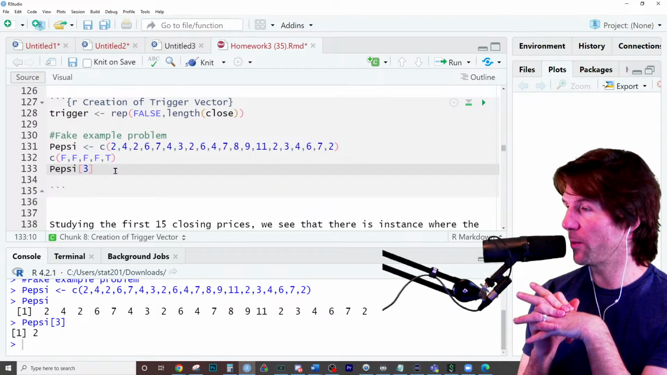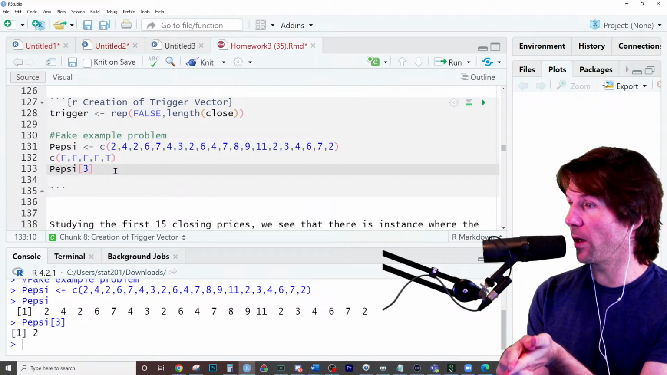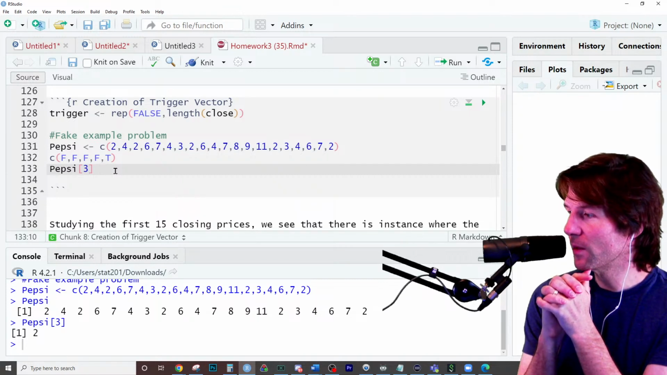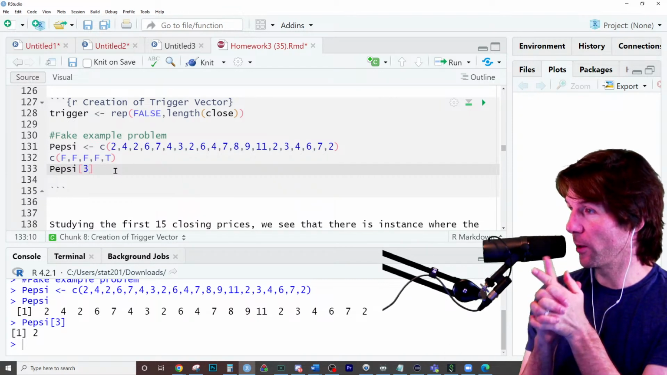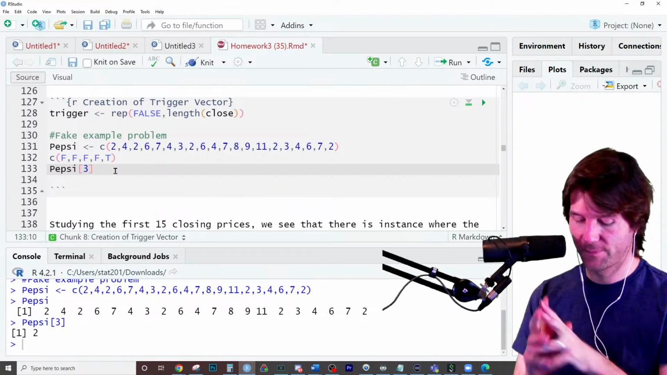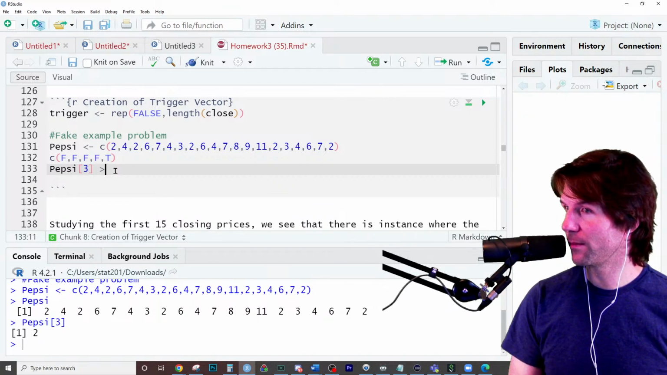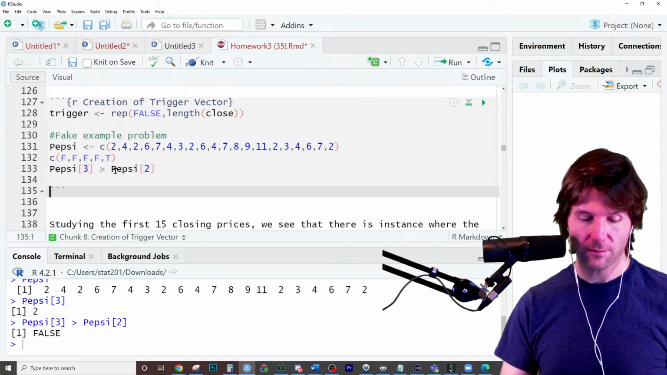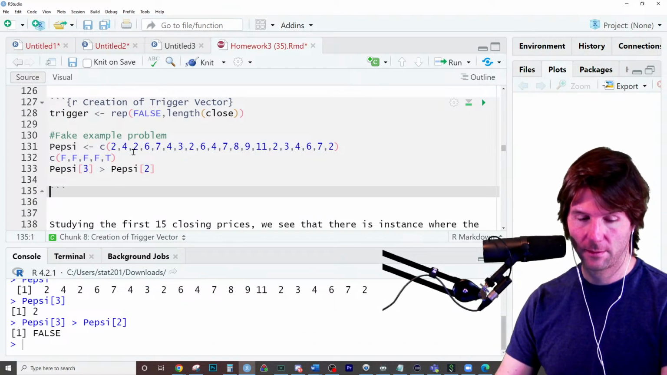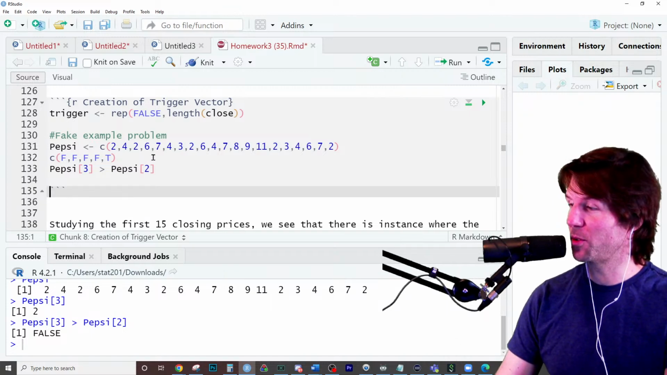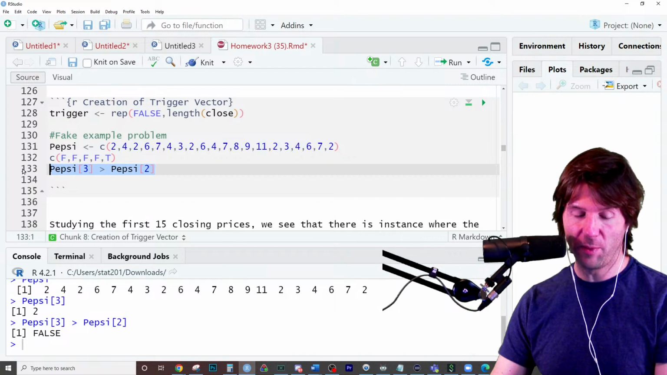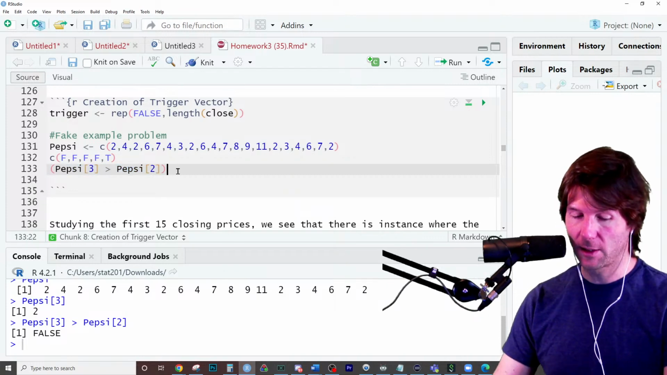Is position 3 what to position 2? Because I want to know, did it go up? So is position 3 greater than position 2? Oh, wait. It's not. Yeah, because we're doing position 3 to start. So position 3 is not greater than position 2. But that'll evaluate on its own right there.